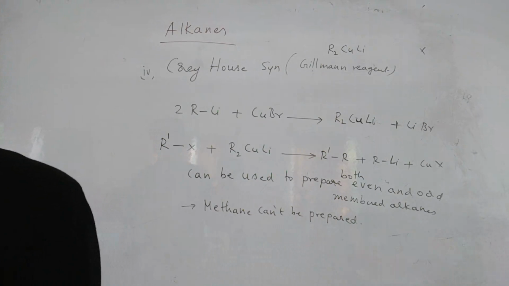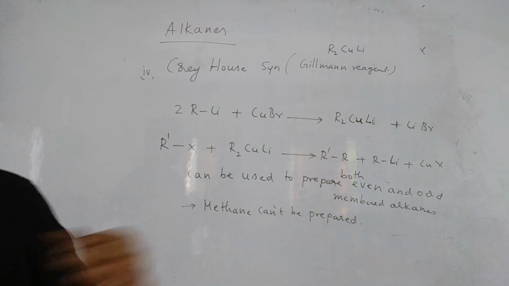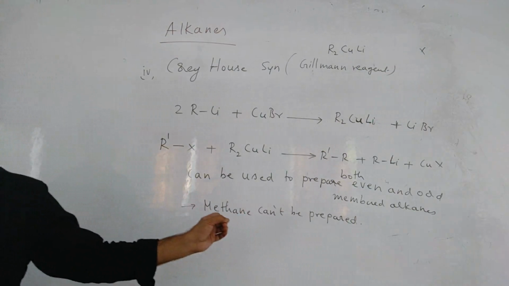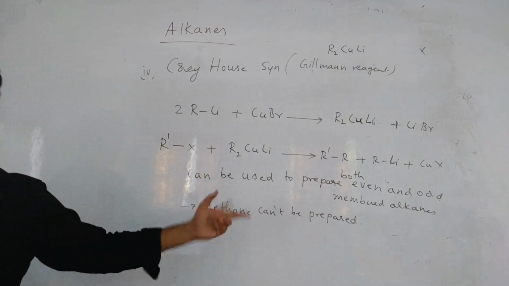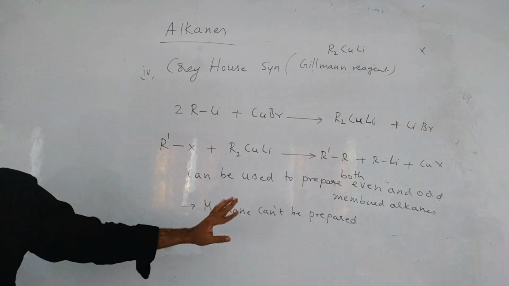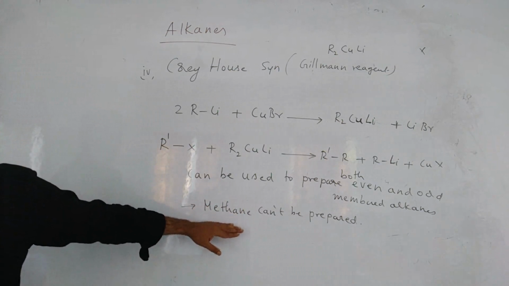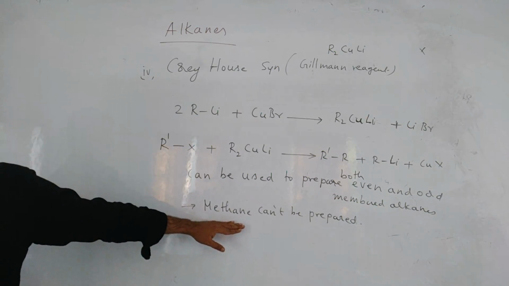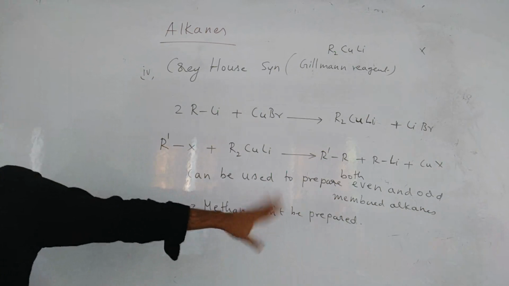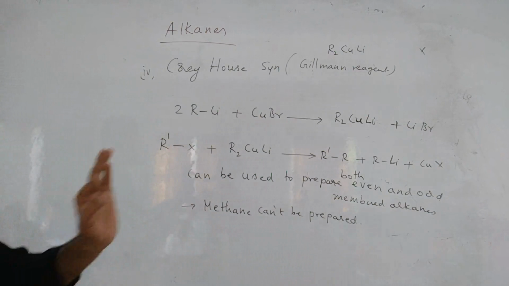But in Woods reaction, you can't prepare 3, 5, 7, 9 member alkanes like that. But in Corey-House synthesis we can prepare both even and odd. In odd numbers, what can't be prepared? Methane. Except methane, every odd numbered alkane can be prepared in very good yield.